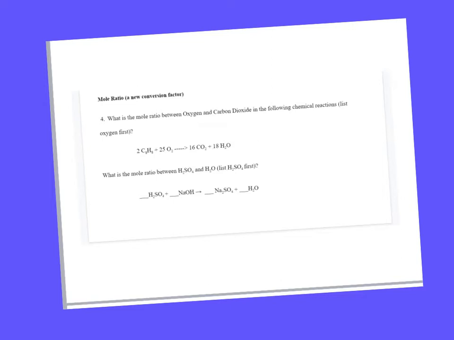So it wants the mole ratio from oxygen to carbon dioxide. So you got to find oxygen and carbon dioxide. And then it, of course, is going to say to list oxygen first. Remember, with the ratio, you could reduce it if you wanted to. Okay, and it also looks like on this one, in order to get your mole ratio, you're going to have to balance that equation first. Okay, so I'd go ahead and pause your video and go ahead and answer number four now.